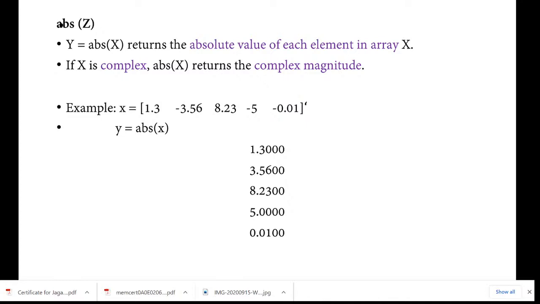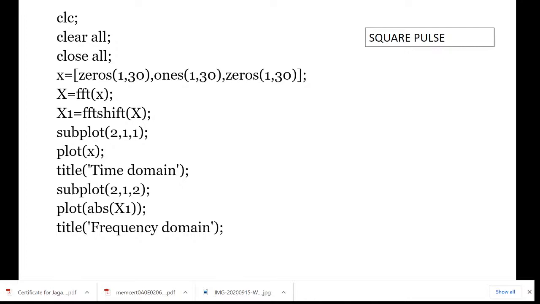Okay, now we will move on to the program that we will be using to find the DFT. First, let us consider a square pulse. So our input is a square pulse. We need to compute the DFT of the square pulse. So we use these commands here to compute the DFT of the square pulse.